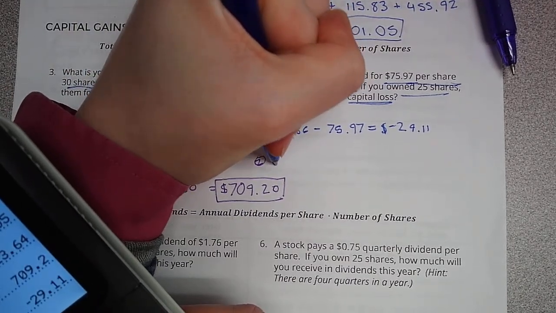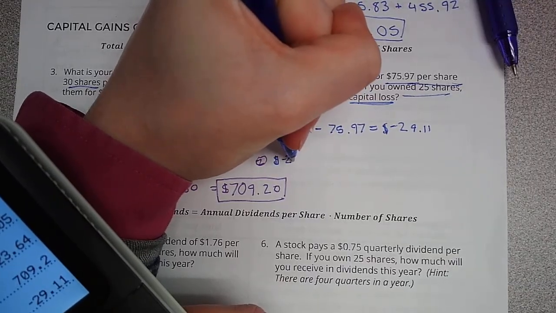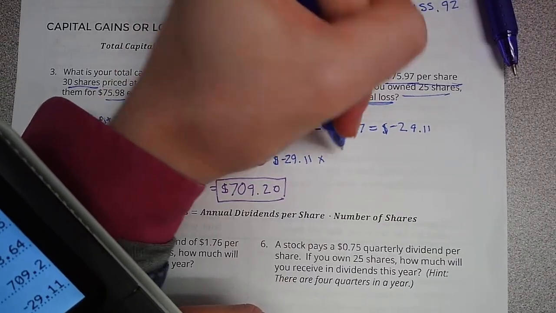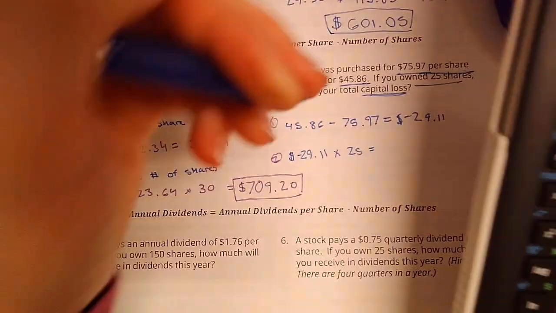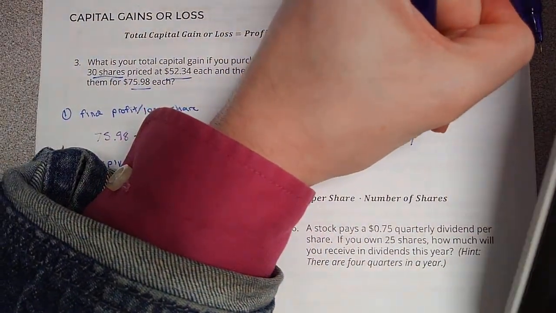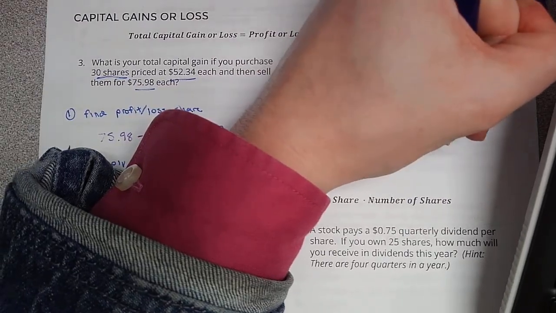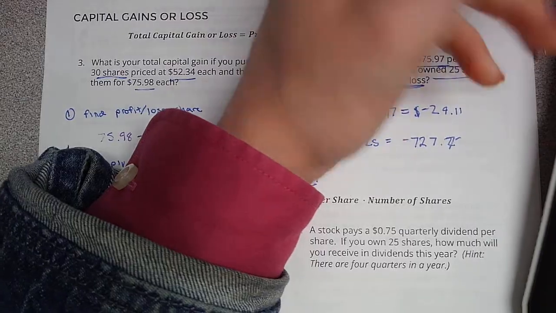So we have negative 29.11 times 25, to find out how much you lost in total. And we have negative $727.75. My bad.